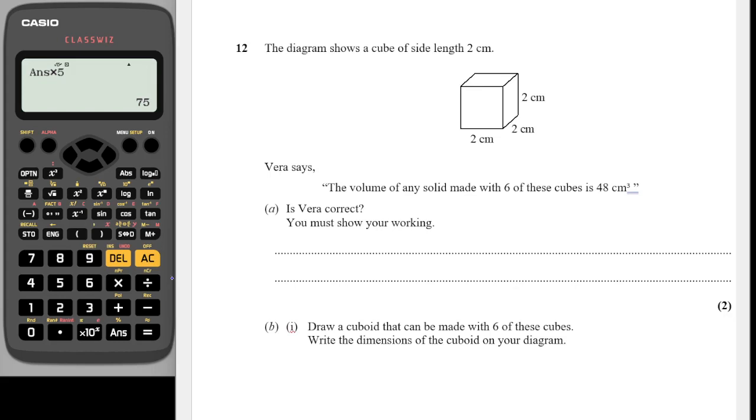So in effect, what we need to do here is 2 cubed times by 6. And I'm going to use my calculator. 2 cubed times by 6 is equal to 48. So is she correct? Yes. She is correct.